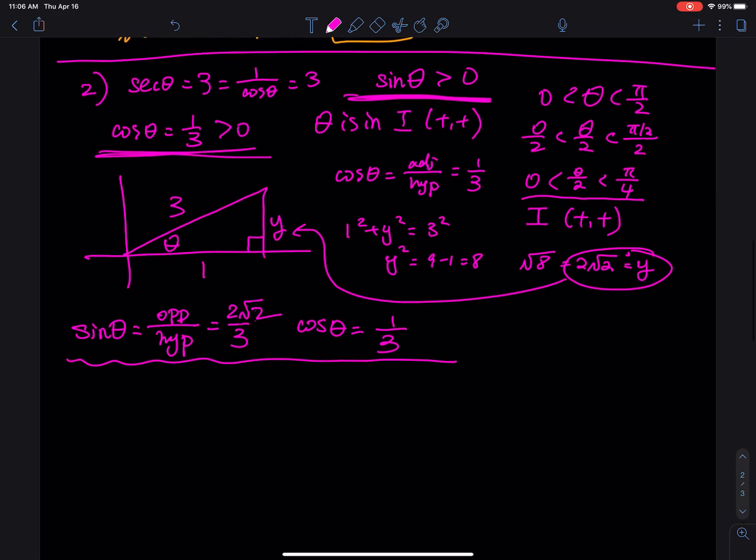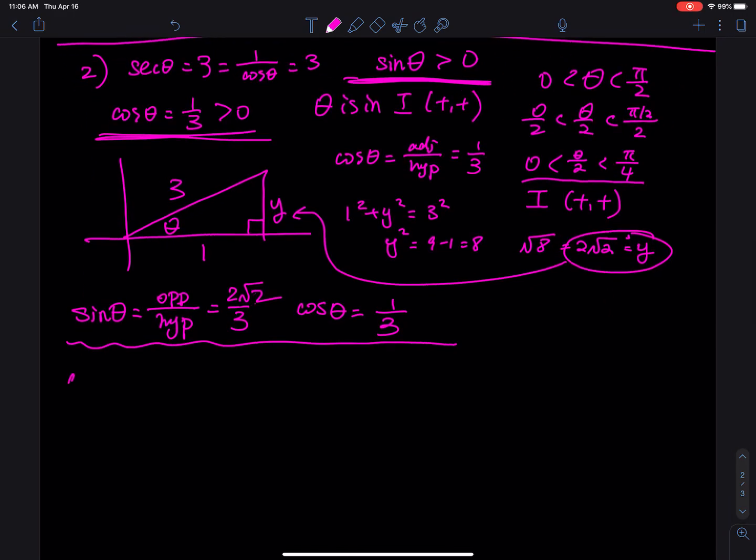So let's go ahead and do part A. That is sine of 2 theta equals 2 times sine theta cosine theta. And then you just plug in.